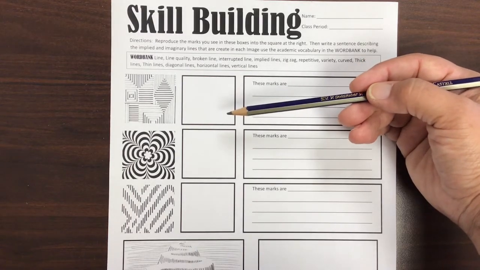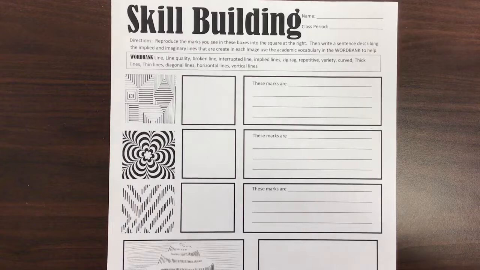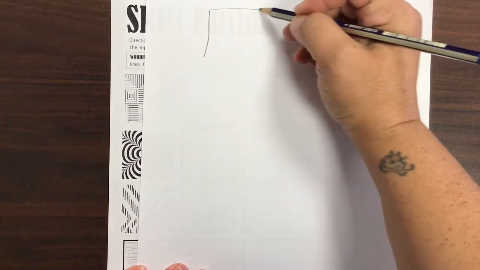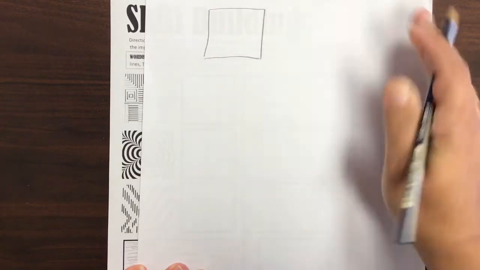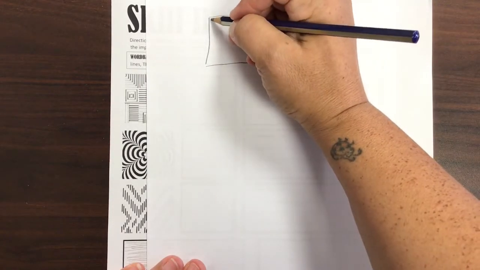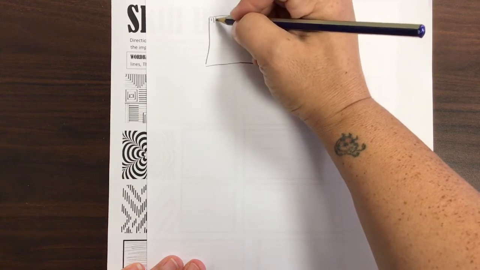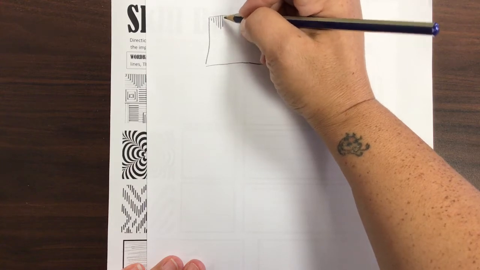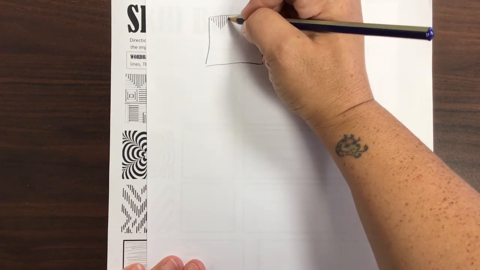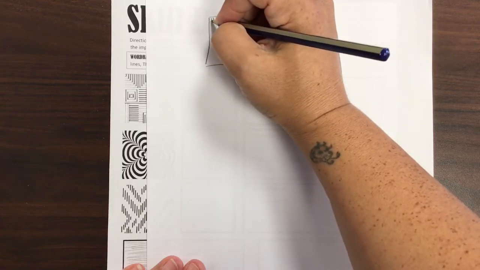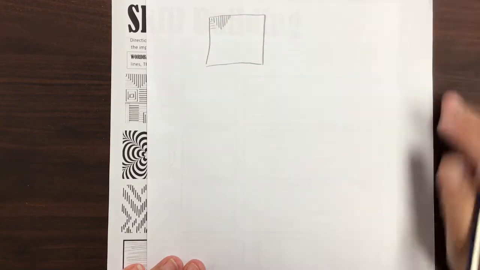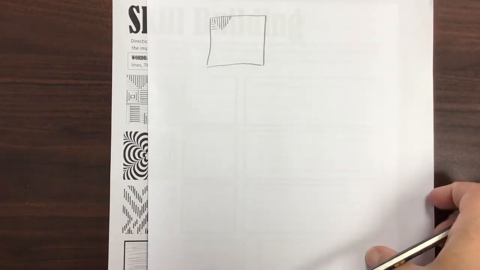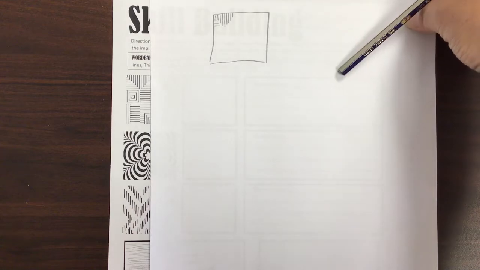If you don't have a printer, don't worry. What you can do is you can use a blank piece of paper. Just draw yourself a square. And then what you will do is you will duplicate what you see when you're looking at that worksheet on your device. And so you can just create those on there, on your blank square. You'll take a photo when you're finished and post those on your virtual sketchbook.